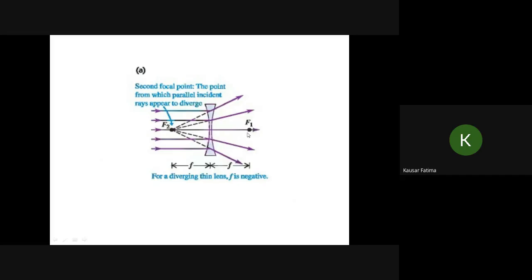It means the rays which are parallel to each other and come from the right side of the lens will scatter or diverge in this direction, and the point from which they appear to be coming will be on this side. This will be reversed for rays from the other side.